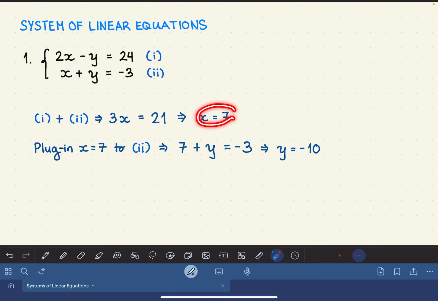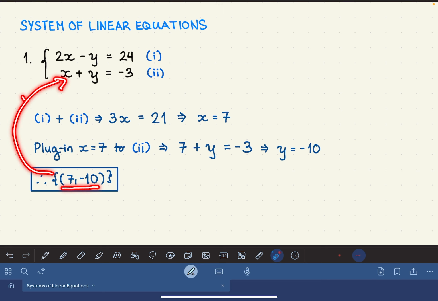Since we now have x equal to 7 and y equal to negative 10, we can now conclude with the following. The solution set for this system of linear equations is the point (7, negative 10). So this here represents x and this here represents y. This is the answer for the problem. If you want, you can verify. If you plug in these values here and here, you must obtain the exact values on the right side, 24 and negative 3. So that is pretty straightforward.